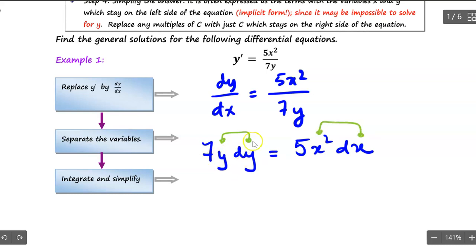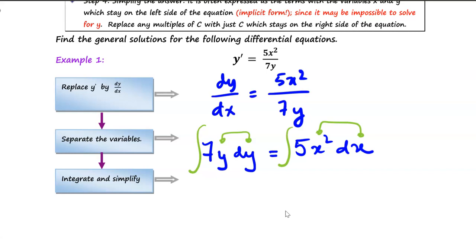After you have this, you are going to integrate both sides, because integration is an operation in calculus. If you apply an operation to one side of the equation, you do the same thing on the other side. So you integrate both sides. Whatever operation you apply to one side of the equation, you do the exact same thing on the other side.